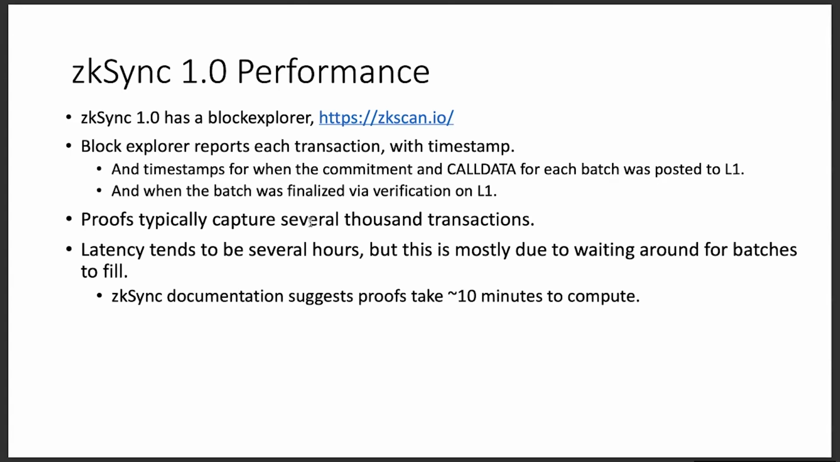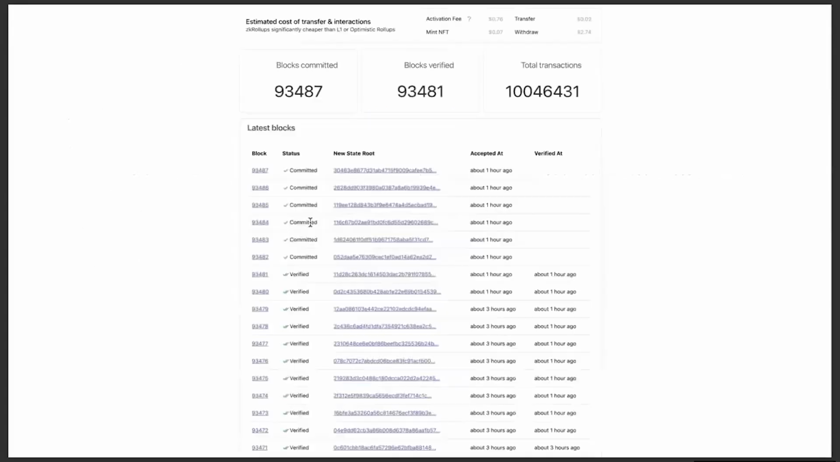And the latency tends to be several hours, but this appears to mostly just be waiting around for batches to fill, because I wasn't able to get a sense on my own of how long the proofs take to compute. But ZK Sync's documentation says it should be about 10 minutes. I don't have any verification of that, but this was just an example of what you can see on the block explorer. So all of these things have been committed, but not to L1, the proof hasn't been posted. Whereas all of these say verified here, the proof has been posted and verified.